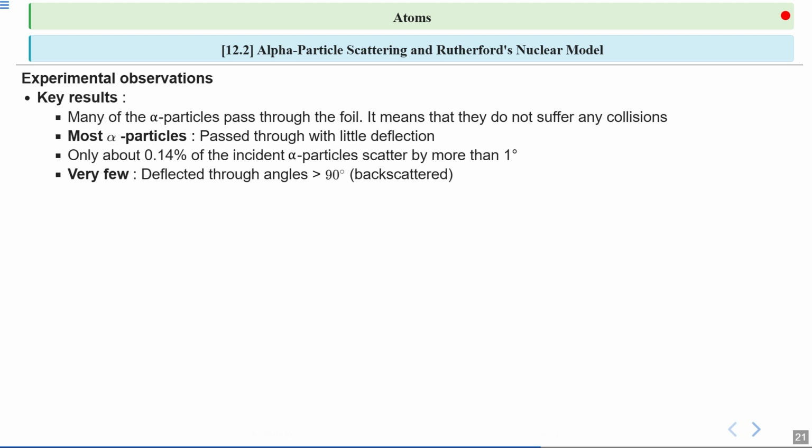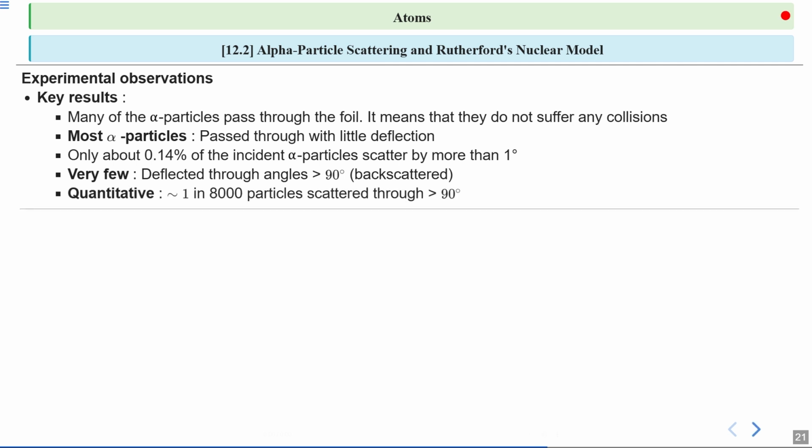This is a quantitative result. Very few means 1 in every 8,000 alpha particles is deflected through more than 90 degrees, meaning we can use it to estimate the size and charge of the atomic nucleus. The fact that it's so rare tells us the nucleus is extremely small compared to the whole atom. So quantitatively, 1 in 8,000 particles scattered through greater than 90 degrees.